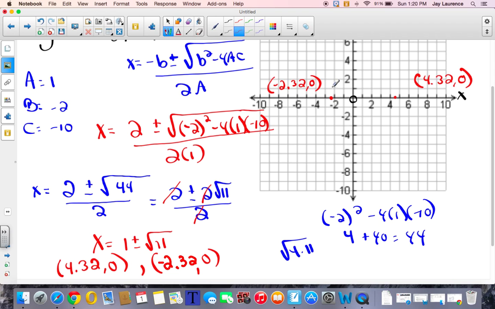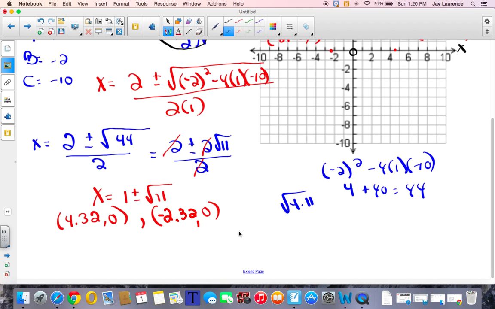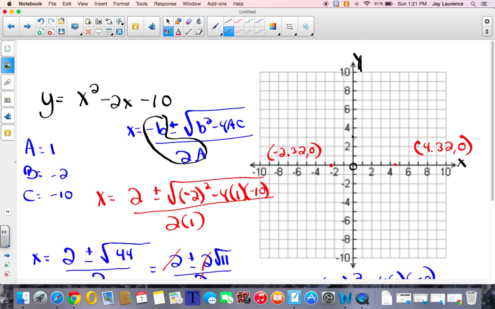Okay, and so now we need to find the vertex, and that's where I'm going to use this first part of the quadratic formula right here. So let's see, I've got x equals the negative of b over 2a, and the negative of b is going to be 2, and a was 1, and so it looks like x equals 1 is going to be my line of symmetry, axis of symmetry that I've mentioned. And so I'm going to go ahead and show that as a broken line.